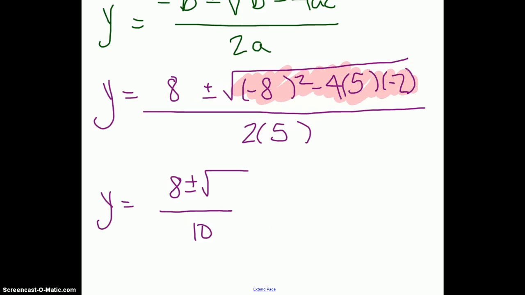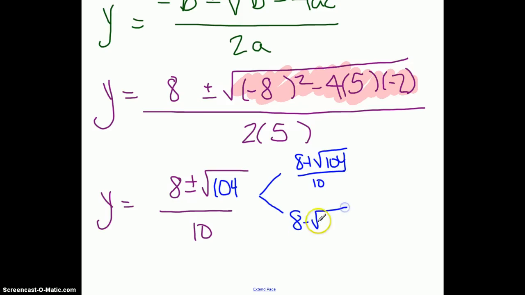And my job is to take that part underneath the square root and plug it in my calculator. So parentheses -8 squared minus 4, parentheses 5, parentheses -2. And I end up with 104, which again is not a prime number. So because it's not prime, one time through I'm going to have to add. One time through I'm going to have to subtract.